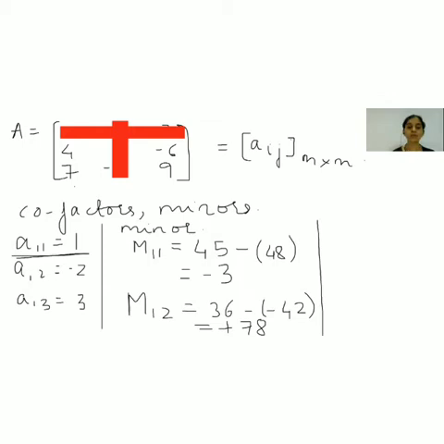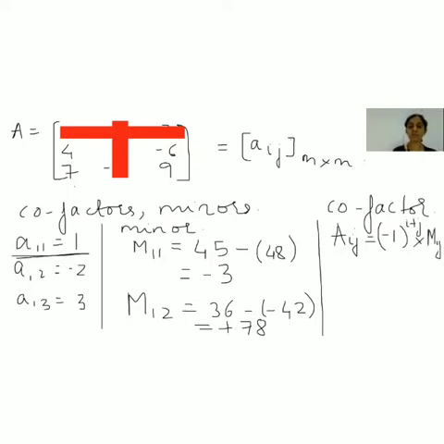We have to hide the row and column in which it lies and find the determinant value of the remaining elements. After we do that, we find the cofactor of each of the elements. Now, what do we understand by finding the cofactor? There is a symbol for cofactor. It is Aij, and it is found as minus 1 raised to i plus j multiplied by Mij.